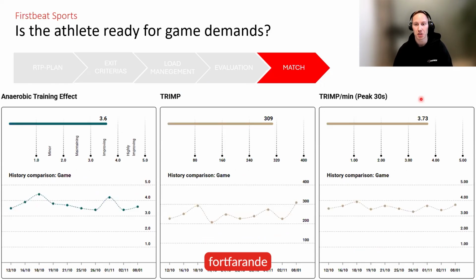And then, of course, you still need to monitor the athlete. How is he doing in games? Is there some increase in training load? So anaerobic training effect, quite on a similar level. There's an increase in TRIMP, so higher internal load in the first game after the injury.